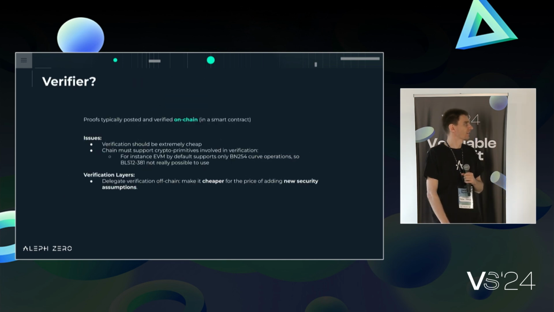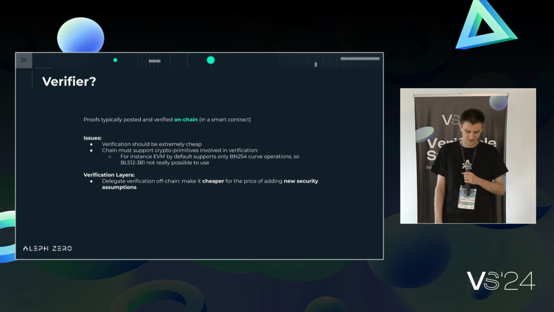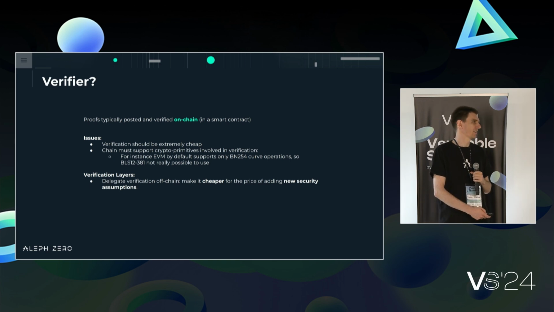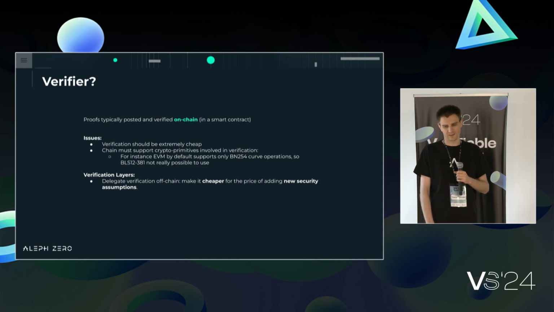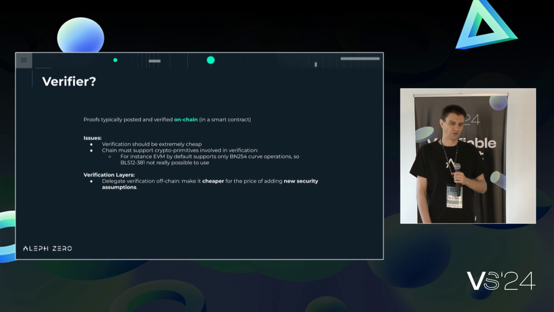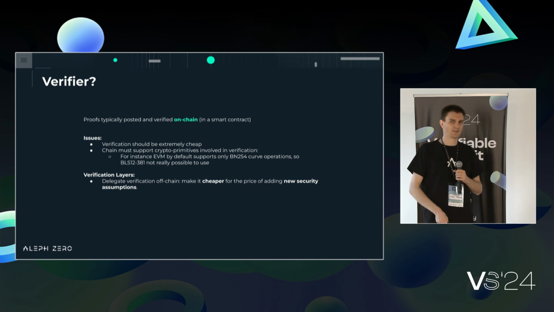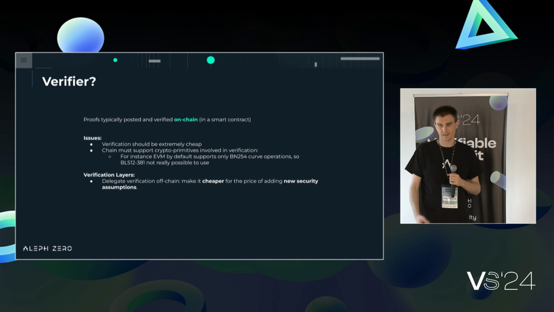Great. So what about the verifier? Because we kind of talked about proving. That was server-side proving for scaling, client-side proving for privacy applications. So where does the verifier live? Normally, it lives on the blockchain. So you send a particular transaction which contains this proof, and there is a verifier implemented in a smart contract or implemented natively on the blockchain.